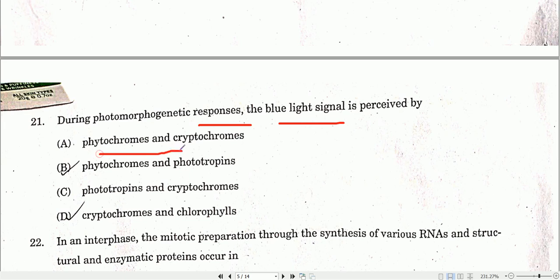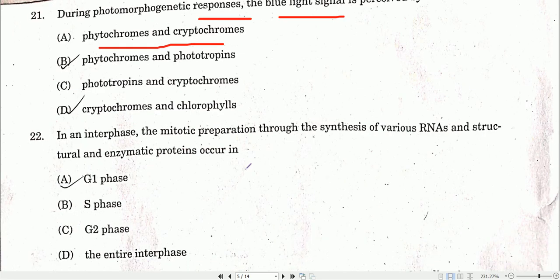Okay, so two different forms of phytochromes are there. That will be your PR and PFR. PR is the red light absorbing and PFR is the far red light absorbing. Out of that, the PFR form is the active form that can give rise to different kinds of responses. Okay, apart from phytochrome, the cryptochromes are also responsible for the photomorphogenetic responses and that can perceive the blue light signal. Coming to question number 22.